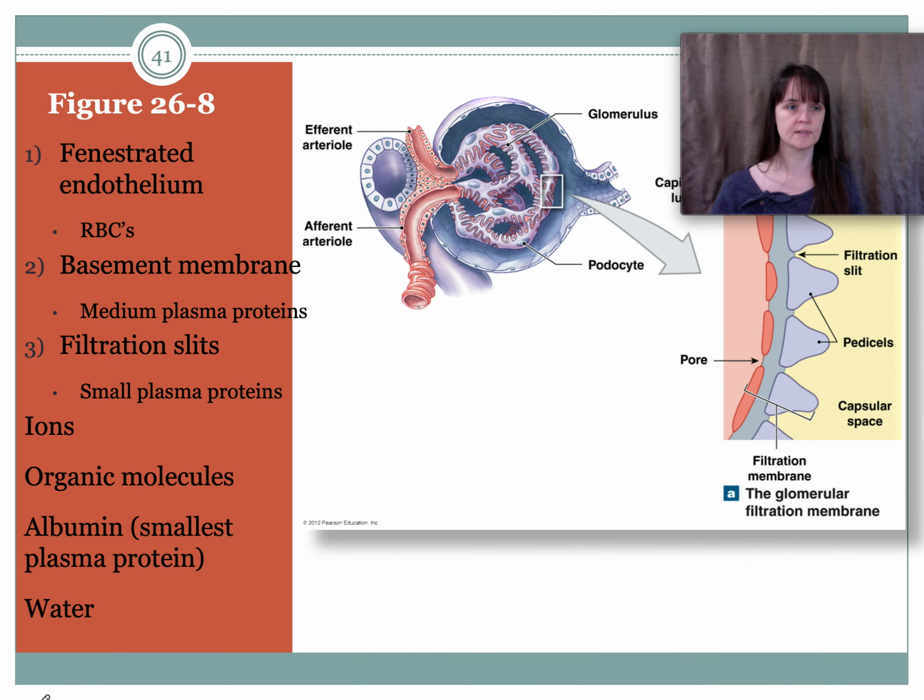That's not popping up, so use the arrow. Three layers of the filtration membrane and what they filter. The fenestrated endothelium catches the red blood cells. So here's the pore, and the red blood cells get caught here. They can't go through. Then we have the basement membrane, and it catches the medium plasma proteins. The medium plasma proteins can't fit through. They get caught. They stay in the bloodstream.